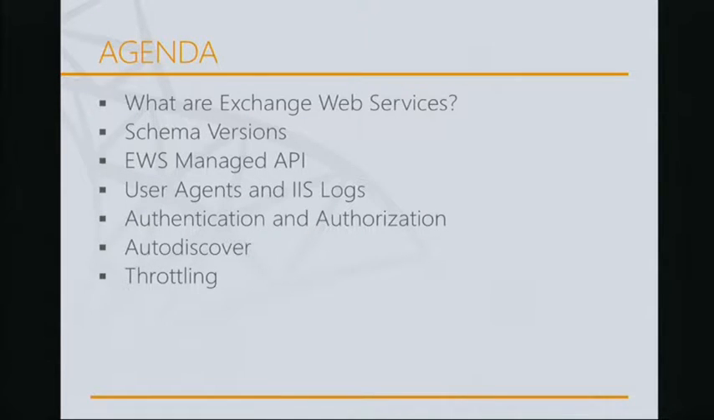We'll talk a little bit about the Exchange Managed API and how that's great for improving your development experience using EWS. Then we'll get into some of the nuts and bolts, and Harvey will talk about user agents, IIS logs. We'll talk about some of the authentication, authorization, auto-discover, and throttling pieces as well. So with that, let's go ahead and get started.